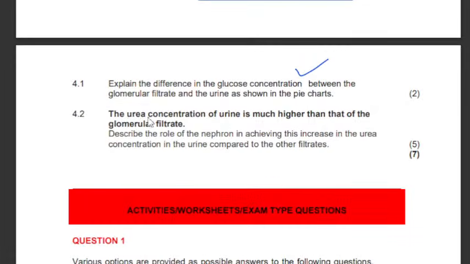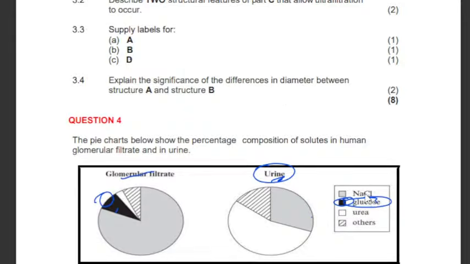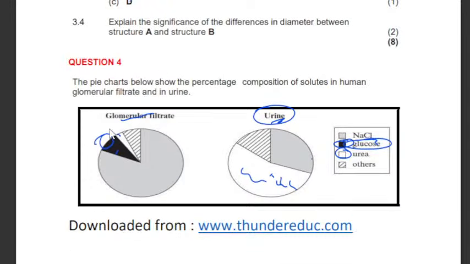Then they're saying that urea concentration in the urine is much higher than in the glomerulus. If you look here, we come back and you look at urea. It is too much in the urine compared to this. So what causes that to happen? It means that urea is not reabsorbed back. If it's not reabsorbed, it means that it's not important in our body.